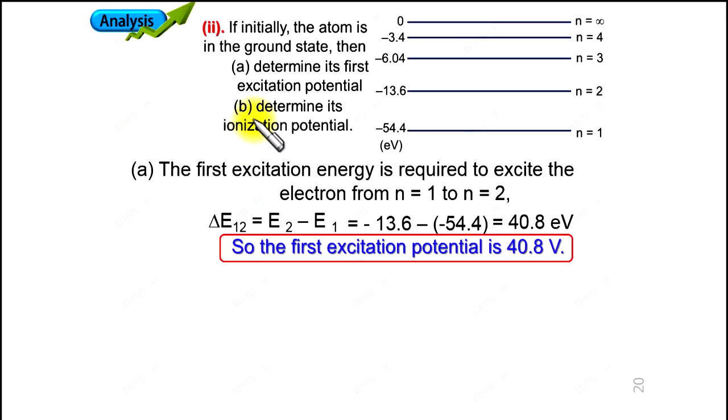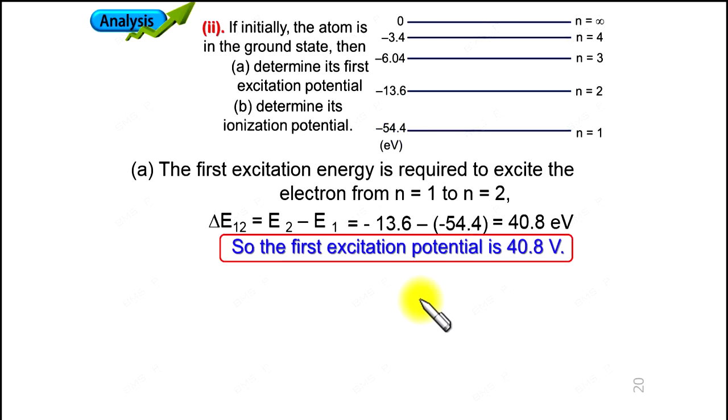Now, let us move to the B part, that is determine the ionization potential. Ionization potential is the energy required to eject the electron from ground state to n equal to infinity. That means to move the electron from ground state out of the atom, that energy is the ionization energy. We know this energy is also the magnitude of the energy at the ground state. So, directly we can say that will be equal to 54.4 electron volt, because the unit here is electron volt.